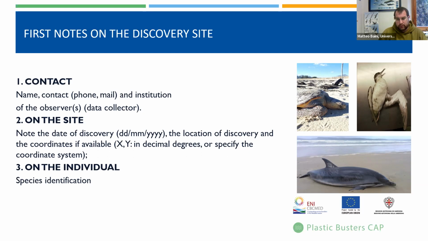But if you are part of one of these networks and we want to study the presence of litter, we can start by collecting the information regarding the contact, the site of the stranding, and the identification of the species. Obviously, the identification of the species is crucial to properly summarize the data at the end and compare the data with other places.